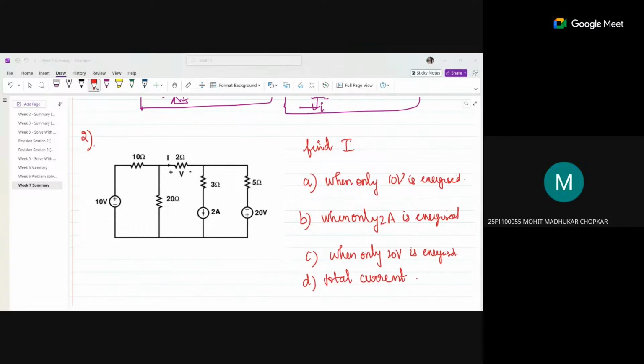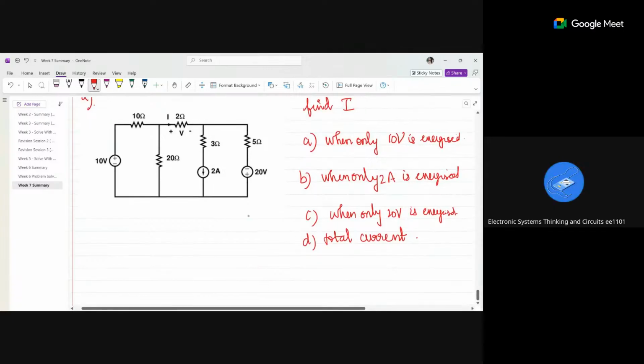Yes, ma'am. When we find the current due to the 10 volt source, the 20 volt source, and the 2 ampere source, the direction is opposite for one of them, so we can subtract it. No, first go step by step. Find it when only the 10 volt is kept, and de-energize the other two.